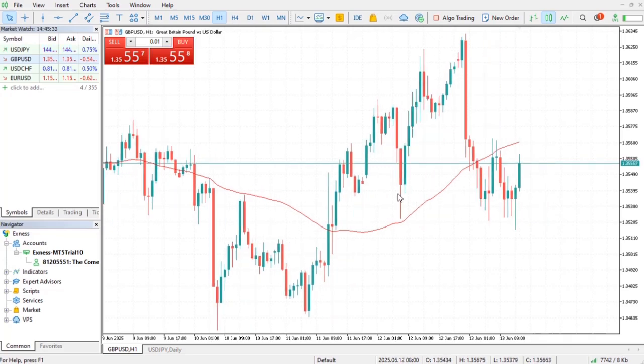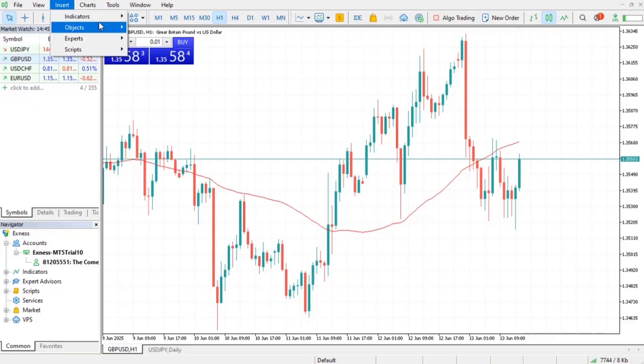Now what we can see here is that at this current movement here, price is actually trading above the moving average and does not close below it. So from this point here until this point here, price is actually bullish. So how can we participate by using the RSI indicator?